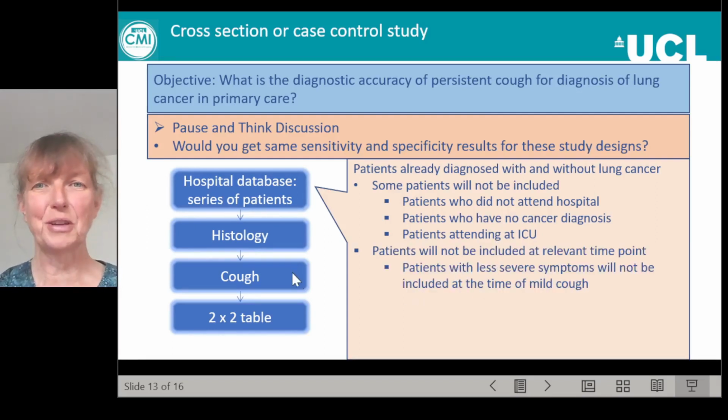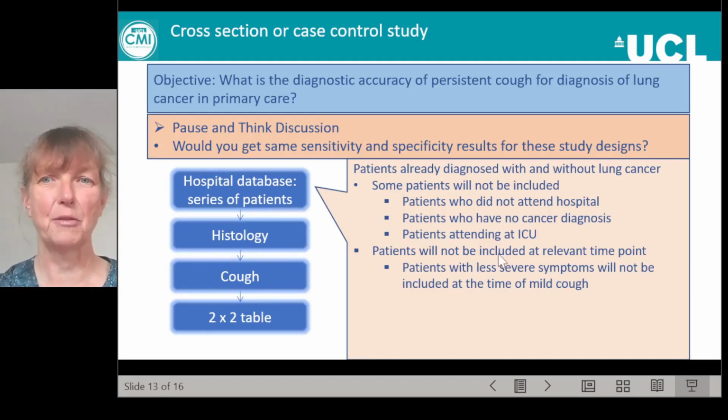And I'd like you to also notice that the cough was actually done at the wrong time point. We were really interested in whether they coughed in primary care, but if they were reporting whether they coughed when they were at the hospital appointment, that's a completely different time point from primary care. And that may affect whether mild coughs are included or not.